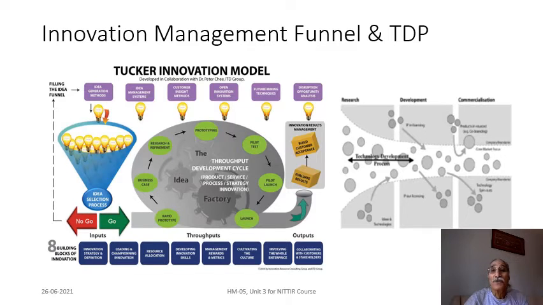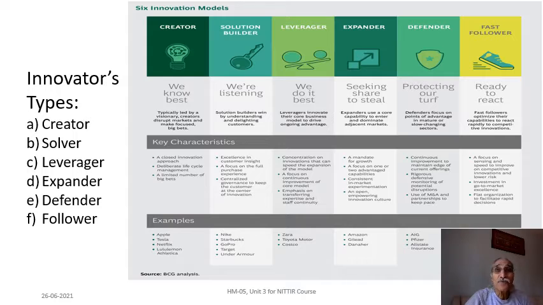This is basically trying to tell us about the different types of innovators that we have in the domain of innovation. So these are the creator, the solution builder, the leverager, the expander, the defender, and the fast follower. These six types of innovators have their own set ways in which they innovate and why they innovate, how they use innovation in science, technology, engineering, and products, and even in services.